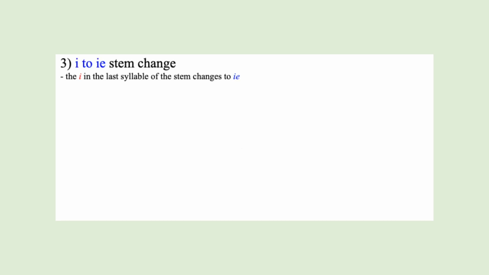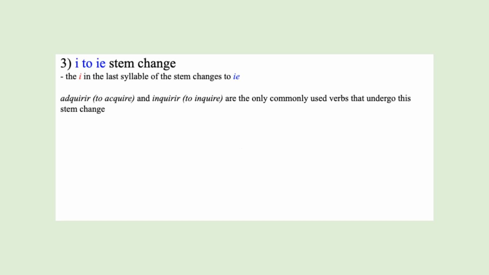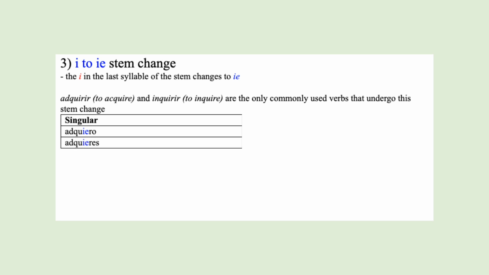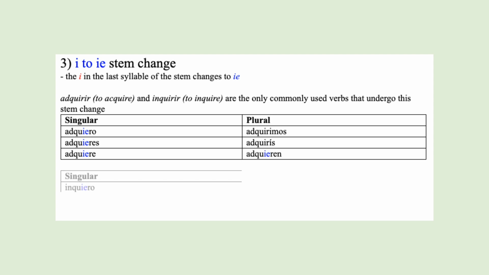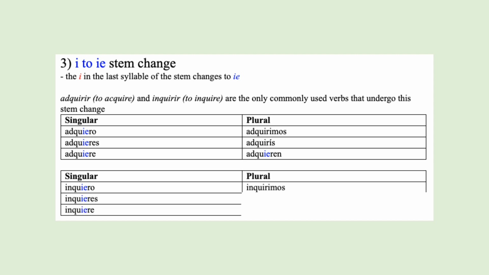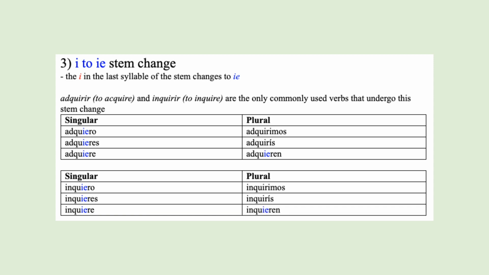The I to IE stem change only applies to two verbs, adquirir and inquirir. So the conjugations are adquiero, adquieres, adquiere, adquirimos, adquirís. No stem change for nosotros and vosotros. Adquieren. And then we have inquiero, inquieres, inquiere, inquirimos, inquirís. Again, no stem change for nosotros and vosotros. And inquieren.